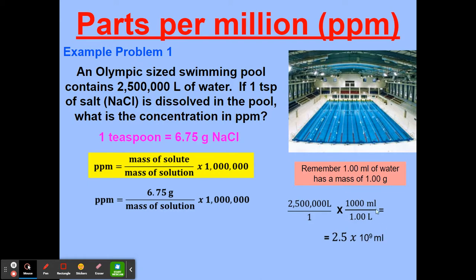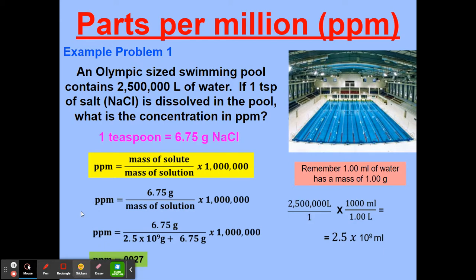So this is the milliliters of water. And we know that 1 milliliter is 1 gram. So the grams of water is going to be the same thing. So it's the 2.5 times 10 to the 9 grams plus the mass of the solute, which in this case is 6.75 grams. So you got to add those up, divide 6.75 by that sum, and then multiply by 1,000,000.